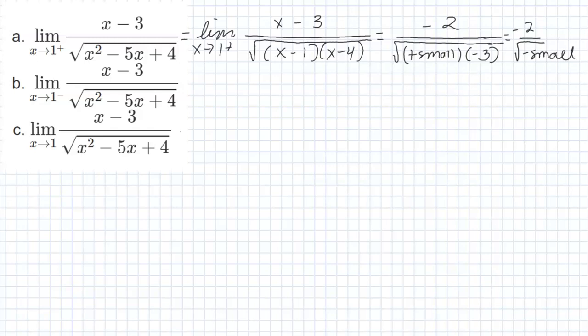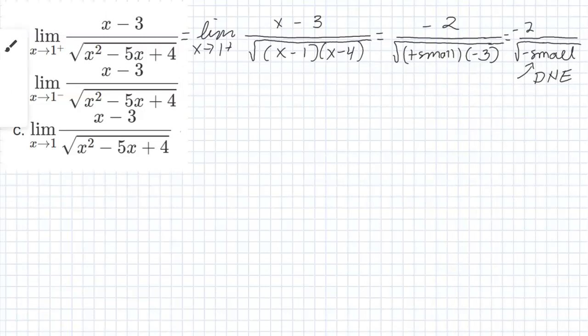Okay, so what you will have on the denominator now is negative 2 over the square root of a negative small number. And you're thinking, wait a minute, how could the square root of a negative number even occur here? Well, that is undefined, right? This right here is undefined. So then there is no limit when x is approaching 1 from the right.